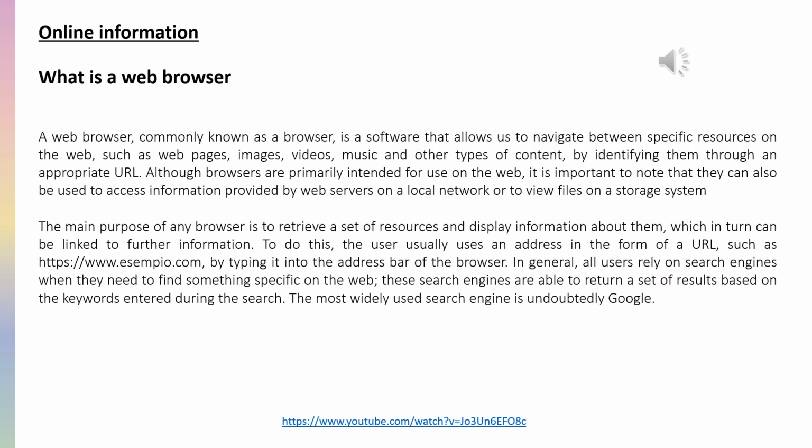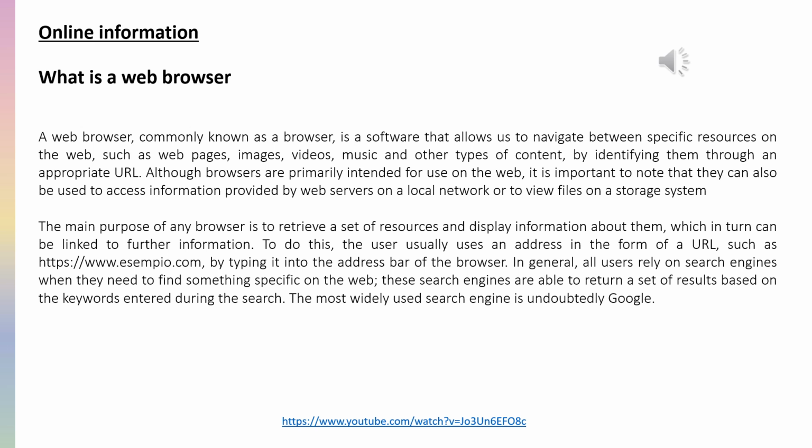Now we will introduce the topic of online information and web browsers. What is a web browser? A web browser, commonly known as browser, is a software that allows us to navigate between specific resources on the web, such as web pages, images, videos, music, and other types of content, by identifying them through an appropriate URL.